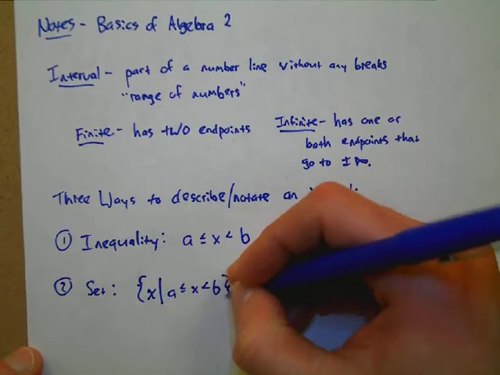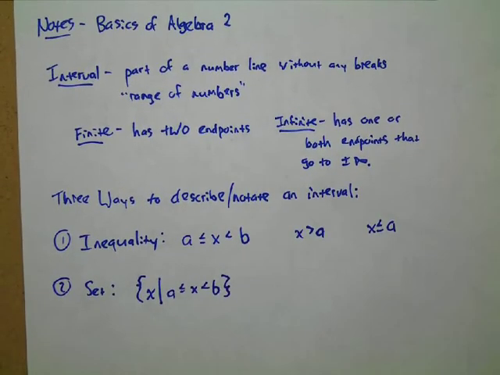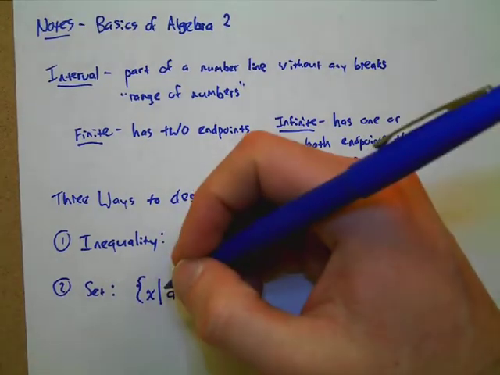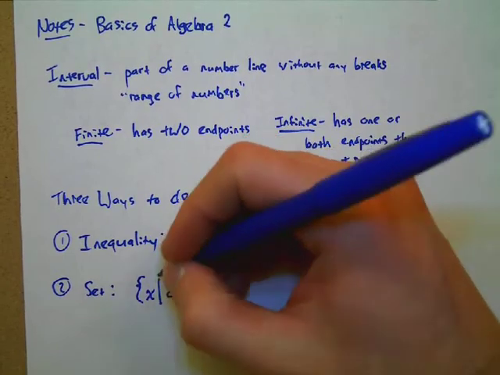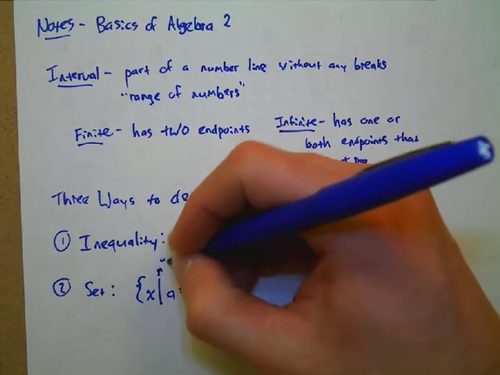Okay, and by the way, I'm writing these, these are equivalent to each other. These are describing the same thing. You'll notice there's not that much of a difference. It's just using these braces here, and then putting a little x with a bar there. So x is such that a is less than or equal to x less than b. A little bar means such that.